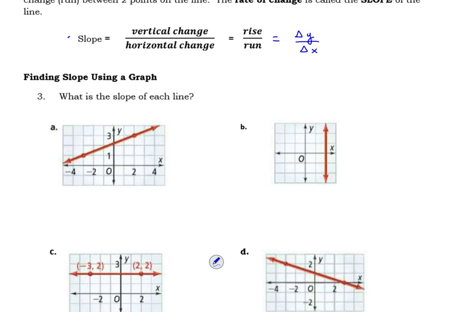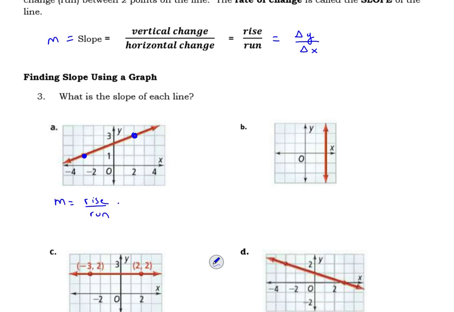So now we're going to practice finding the slope using graphs. Remember that for slope, we also used the variable m to represent slope. So m equals rise over run. So when you're looking for slope on a graph, you're going to pick two nice points, any points on the line you want, as long as they hit those grid lines.